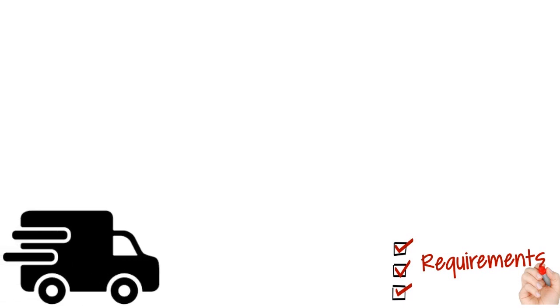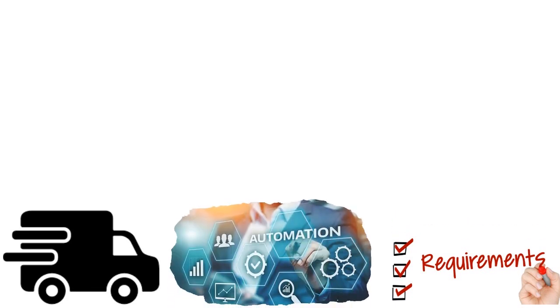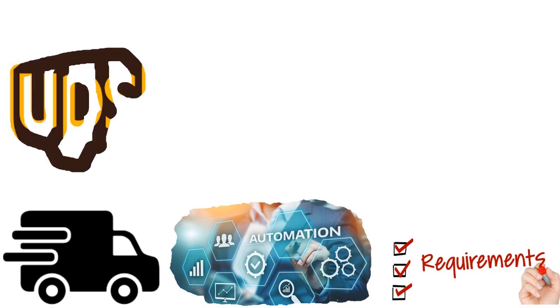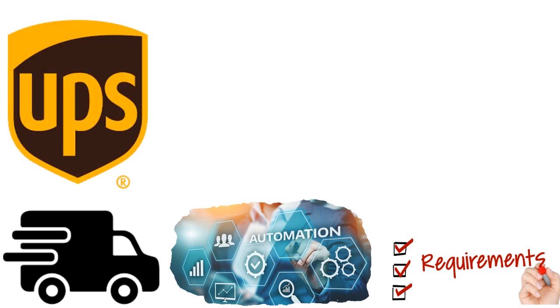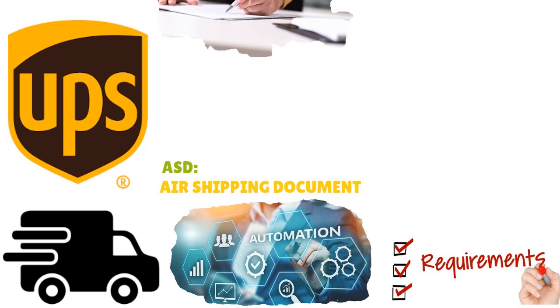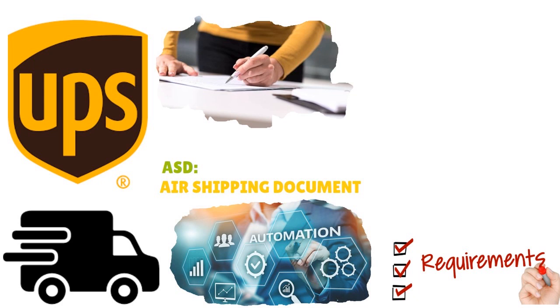So your domestic shipment using air services requires that you use a label printed from an automated shipping system like UPS.com, or you want to choose a UPS air shipping document. Air shipping document, that's ASD. And the cool thing about the ASD is that it will combine your address label, tracking label, and shipping record into one form. So that's kind of cool.